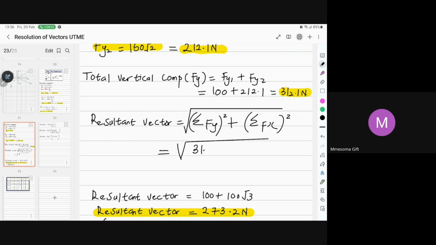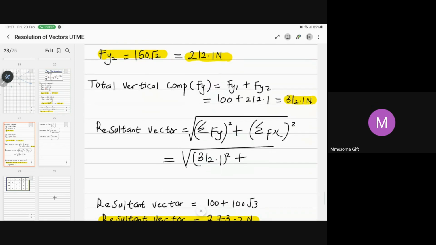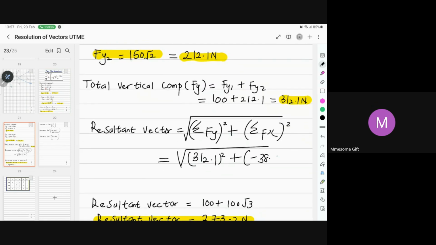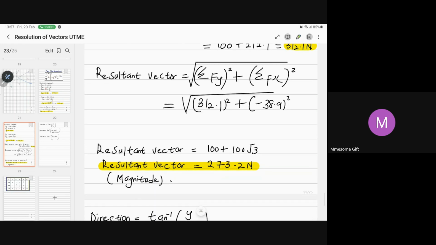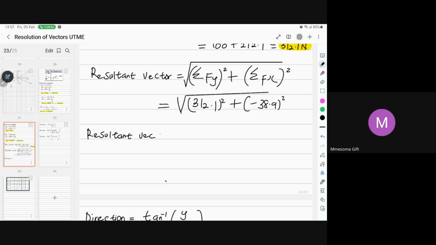We'll have 312.1 all squared plus summation of x values. Others, are we following? Summation of x values is minus 38.9, all squared, right? So give us the actual value. You can take them one step at a time so you don't make any mistake. So the magnitude, the resultant vector, should be equal to square roots. You can break them down if that will take much energy. 312.1 squared is what? Let's take it out that way.